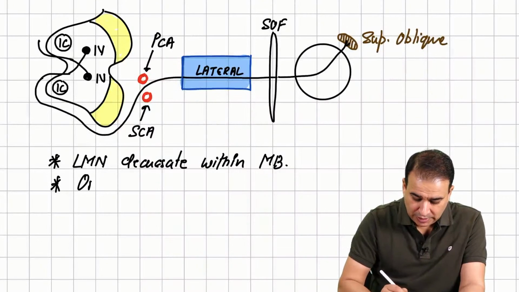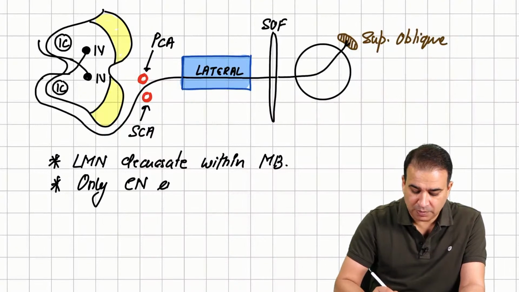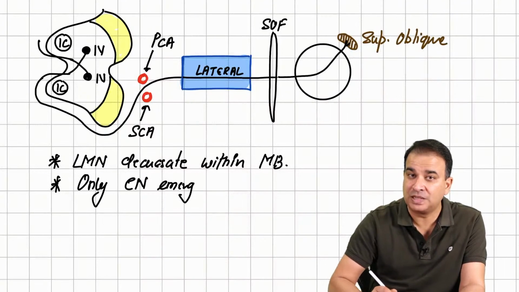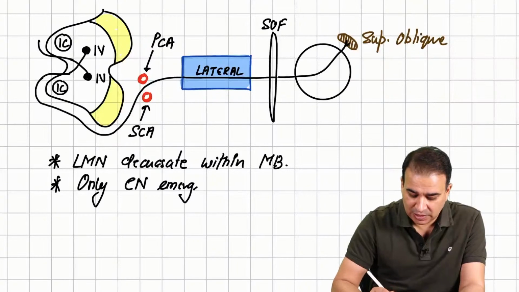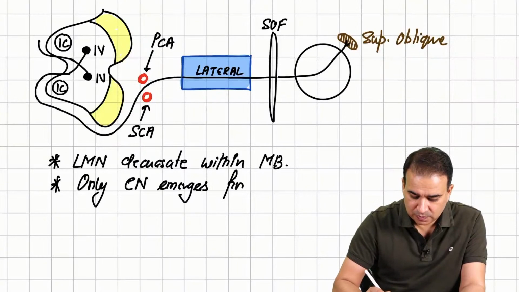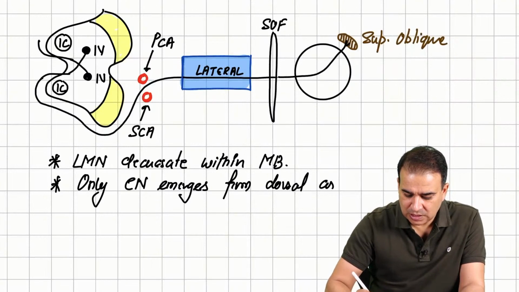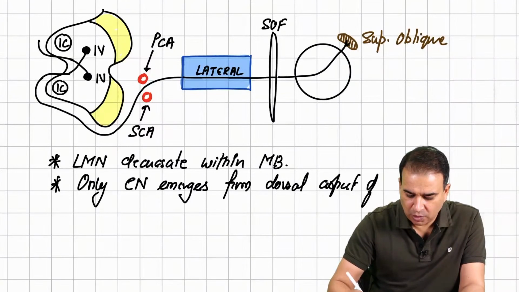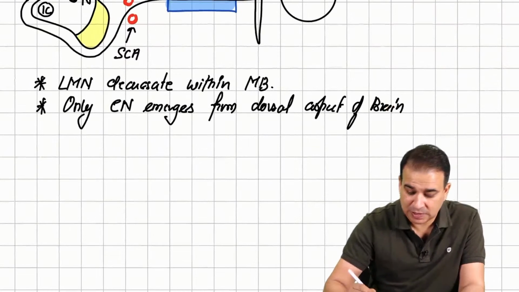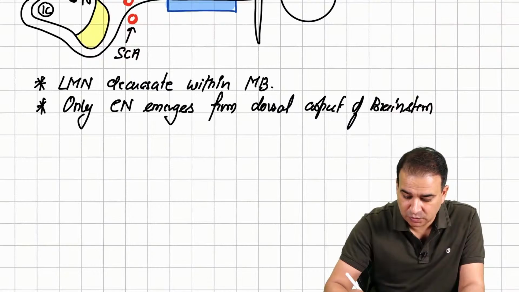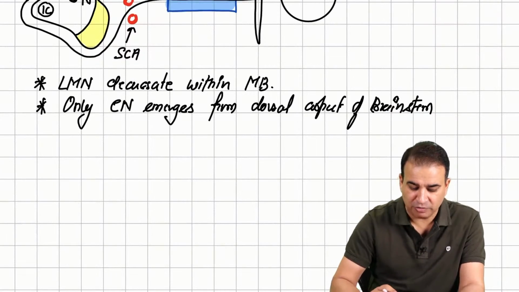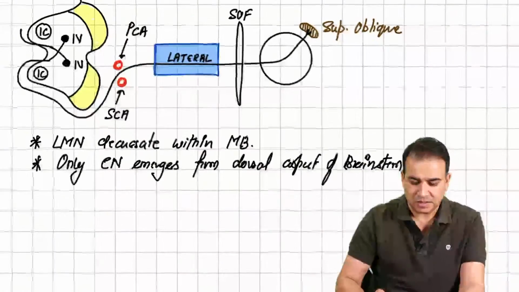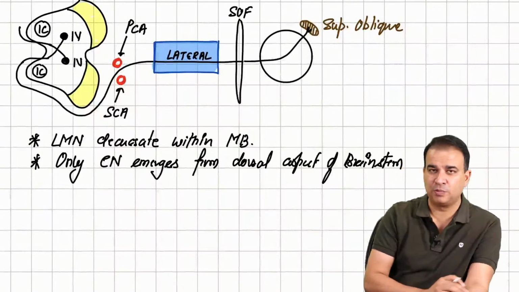Number two, it is the only cranial nerve, guys, which emerges from the dorsal aspect of the brainstem. There is no other cranial nerve which is coming from the dorsal aspect. It's the only cranial nerve emerging from the dorsal aspect of the brainstem.